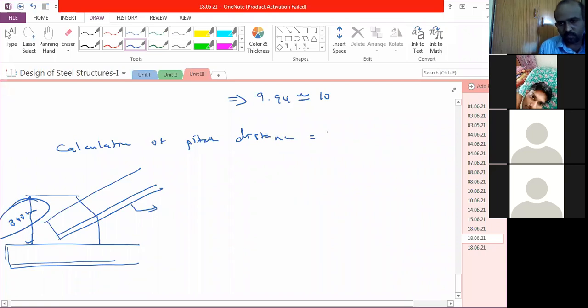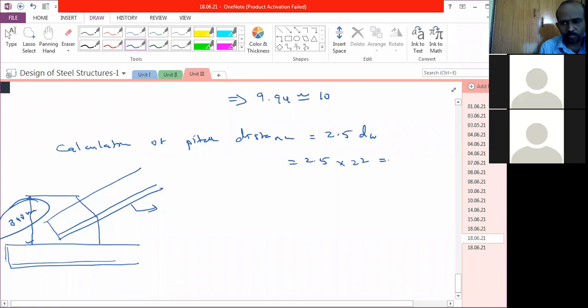The pitch distance is, we know, 2.5 times the diameter of the bolt hole, right? 2.5 times the bolt hole, how much? 22 mm. How much do you tell me? So that is the minimum only. You can adopt anything. So minimum, how much do we have to provide? How much minimum distance is coming?